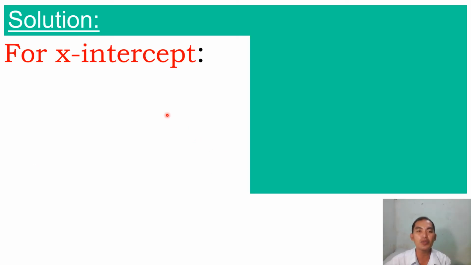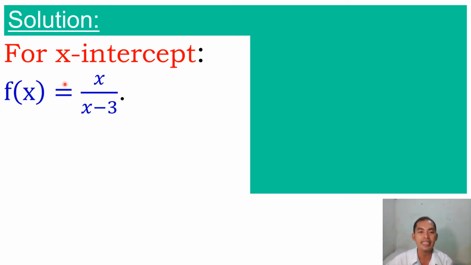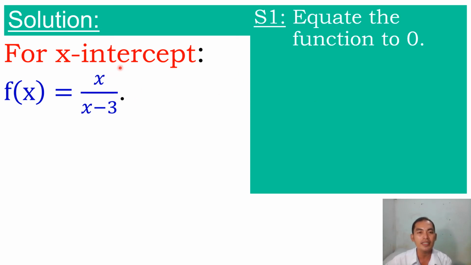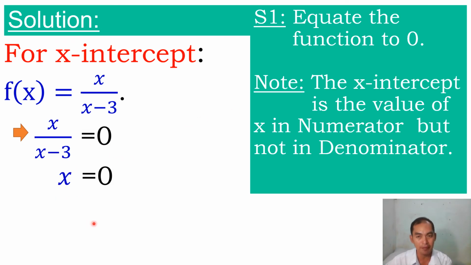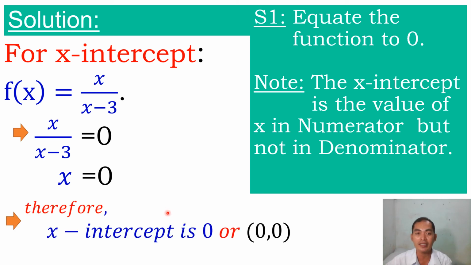We have here the solution on how to get the x-intercept. So we have x over x minus 3. Get the numerator, x, equate it to 0, then solve for x. So that's the x-intercept. The x-intercept is the value of x in the numerator, but not in the denominator. So that's our x-intercept, which is equal to 0, or coordinate (0, 0).